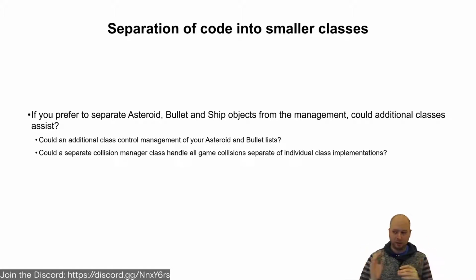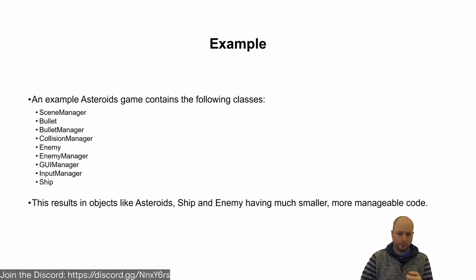You have this manager that determines, well, you know what? It looks like the ship crashed into the asteroid right as it was shooting a bullet, but it still crashed into the asteroid, and that's what takes precedence, and ignore the other events. So an example is a scene manager, and that manages the whole thing. You have a bullet and a bullet manager, a collision manager that makes sure everything is handled and throws out events, and then manages the behavior of things. You have an enemy and an enemy manager, an asteroid manager.